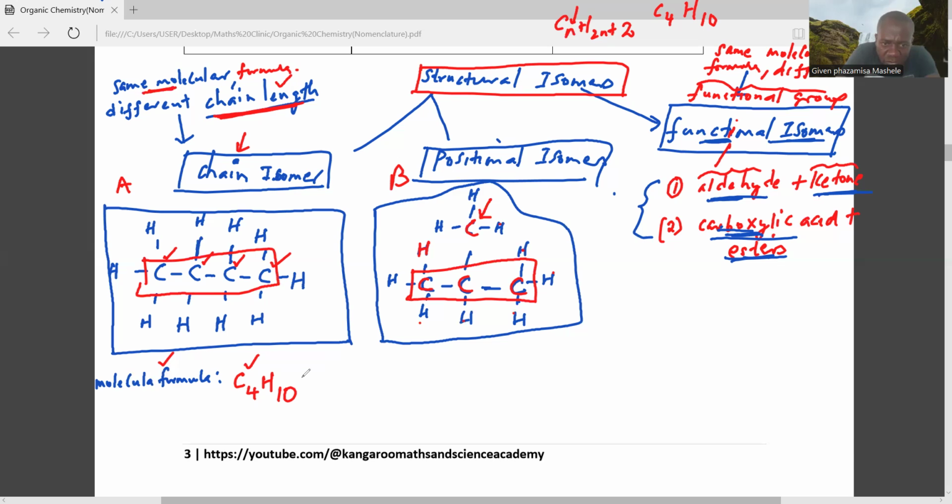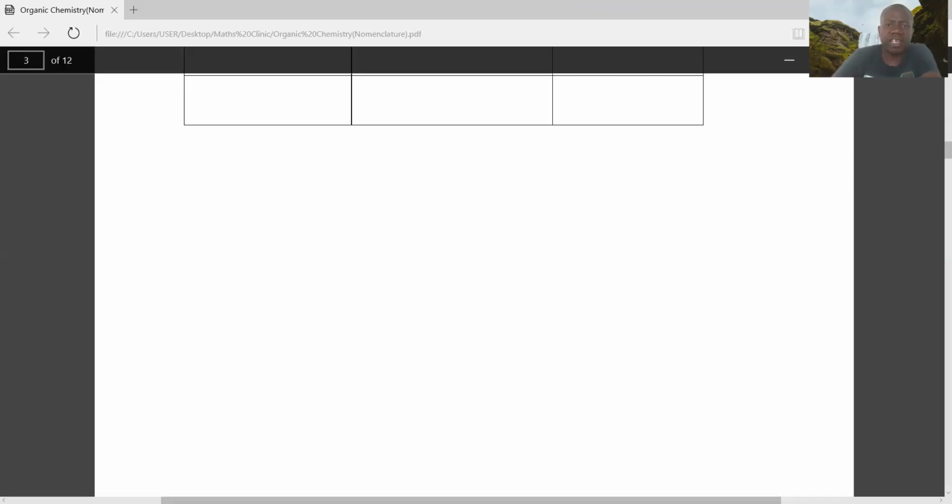Yes, they have the same molecular formula. They are from the same homologous series. They're both alkanes, but their chain length is different. And because their chain length is different, it means even their name will change. Because the name of the first one will be butane, whereas the second one will be called 2-methyl propane.